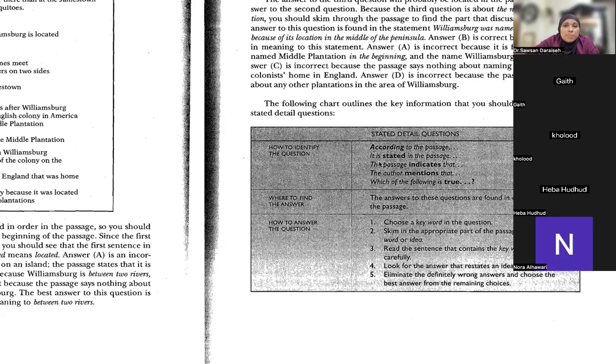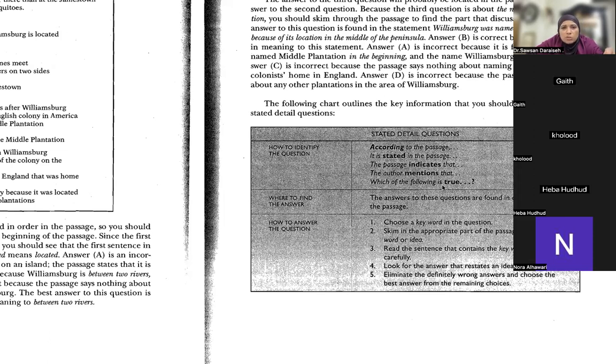It is stated, يعني مذكور. Stated means مذكور. So it means go back to the passage and check there. The passage indicates, يعني الفقرة تشير. Again, that's a kind of stated question or answer. The author mentions الكاتب يذكر. See, this is how the question begins when they want specific information, لبنهم معلومة مش استنتاجية دقيقة وموجودة في النص. This is how the question begins.